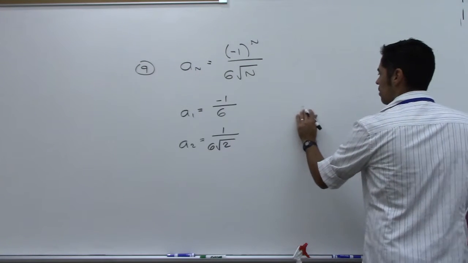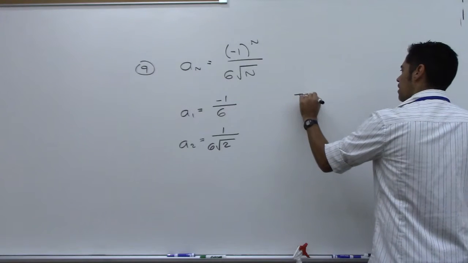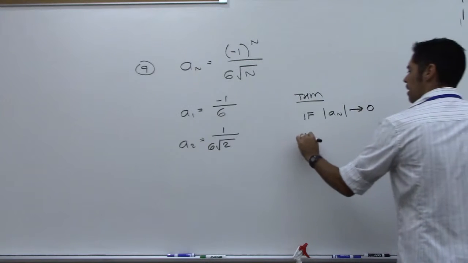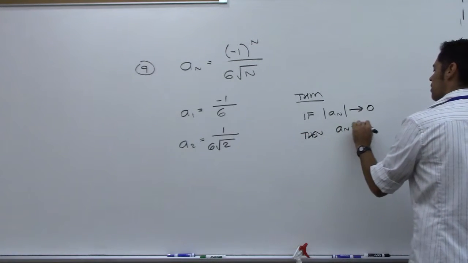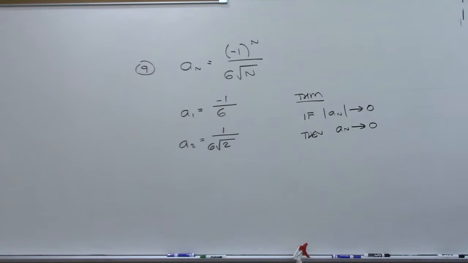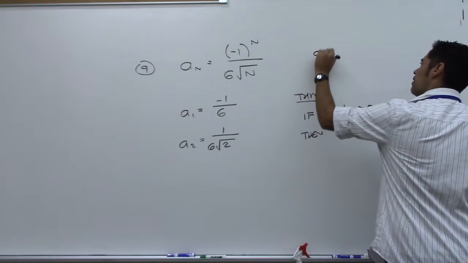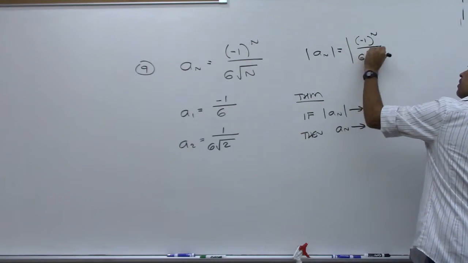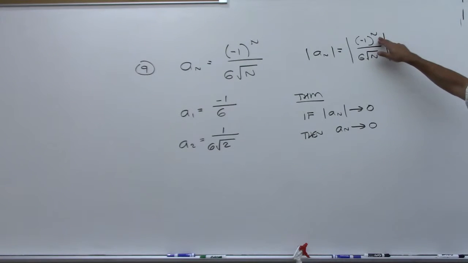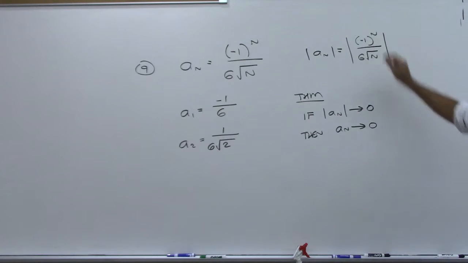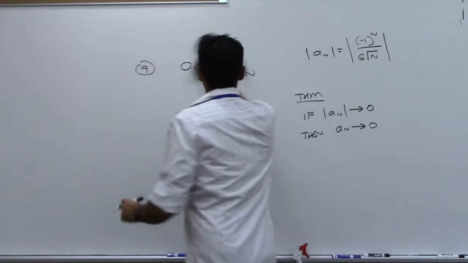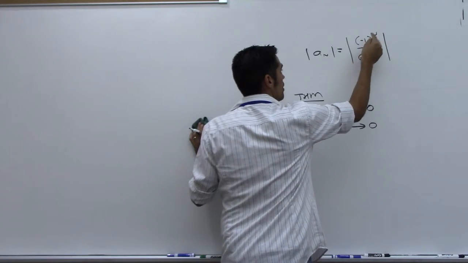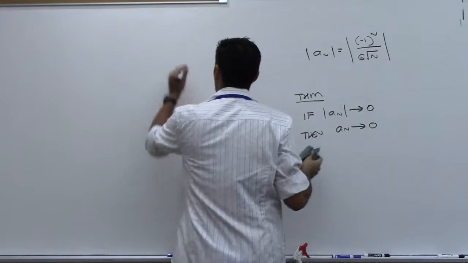So what I'm going to do is look at a theorem that we did in class. The theorem says that if the absolute value of a sub n goes to 0, then a sub n goes to 0. So I'm going to take the absolute value of a sub n. The absolute value of a sub n is the absolute value of negative 1 to the n over 6 root n. And when we take the absolute value on top, it doesn't matter that it's negative 1. It could be negative 1 to any power. No matter what power I use here, I'm going to get either a 1 or a negative 1 up here. And when I take the absolute value of it, it's always going to be equal to 1.